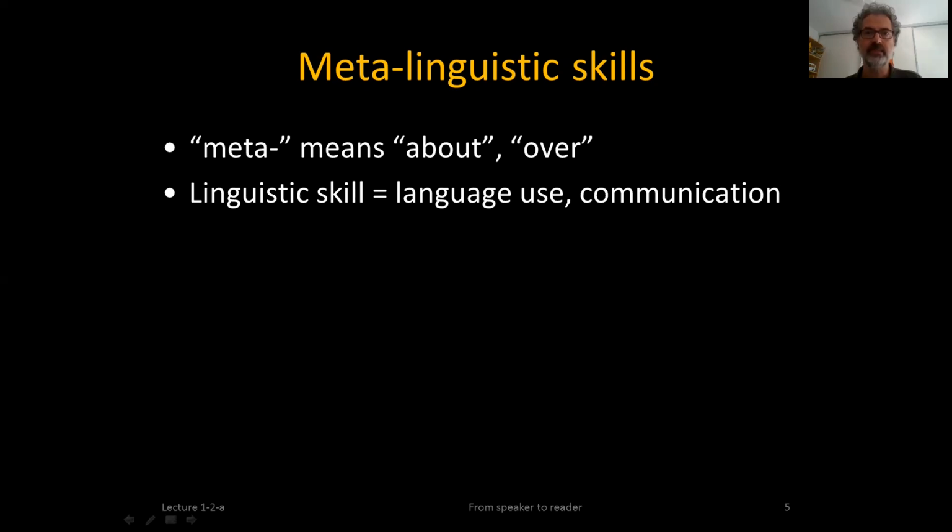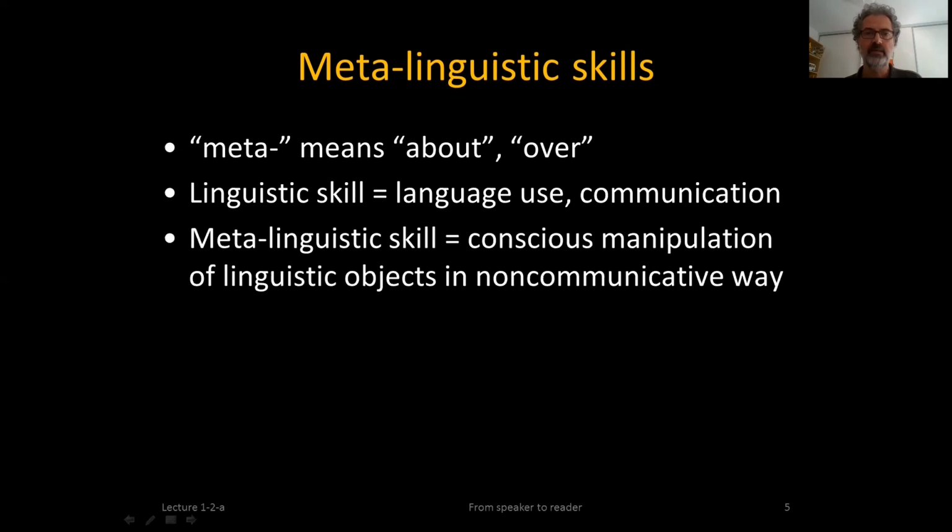So linguistic skills concern language use. In contrast, metalinguistic skills are about language. So they are about the conscious manipulation of linguistic objects in non-communicative ways. A simpler way to say this is that metalinguistic skill is skill in playing with language or in using language elements in other ways that are not about communication.